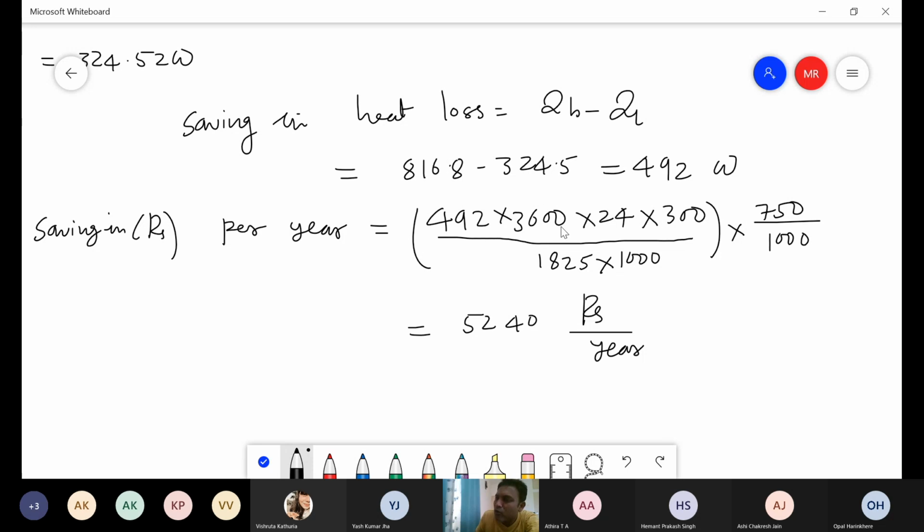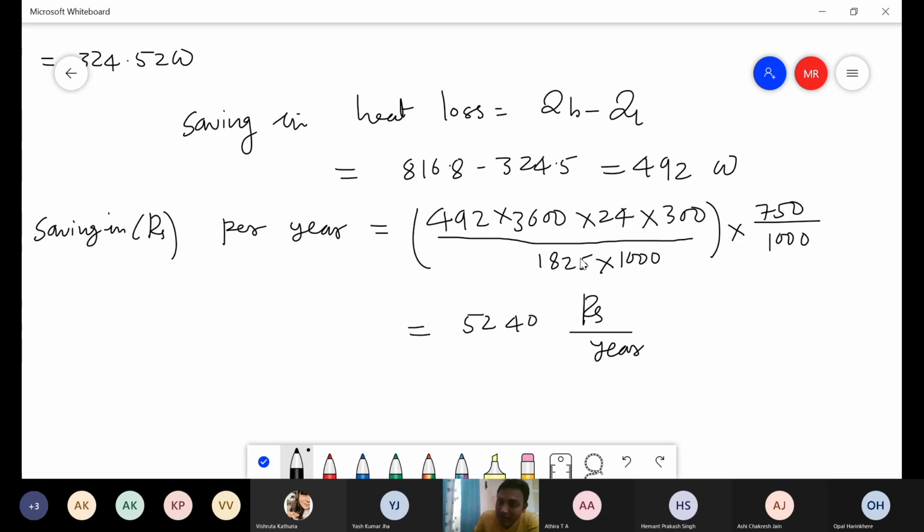So that means this many seconds are present in 1 hour, multiplied by 24 hours, into 300 working days. That is going to give me the total amount of heat loss saved over the years. Now this much heat loss which we have saved over the years, I wanted to find out what will be the equivalent amount of steam, because this much heat loss otherwise would have resulted in the condensation of the steam, isn't it?